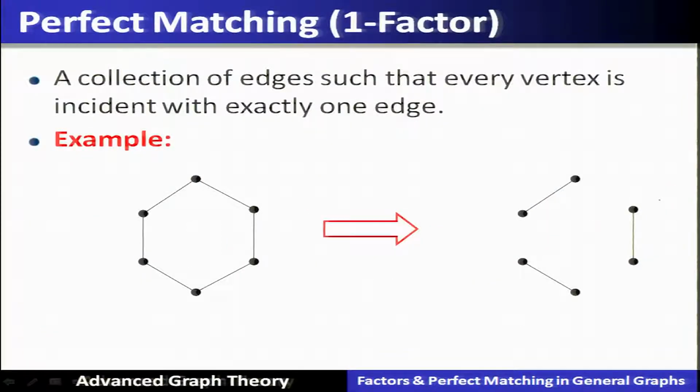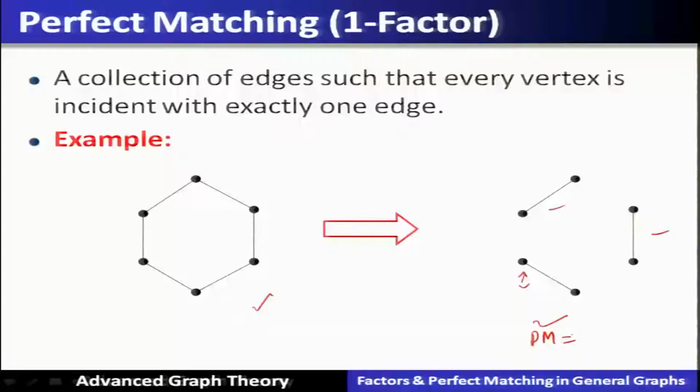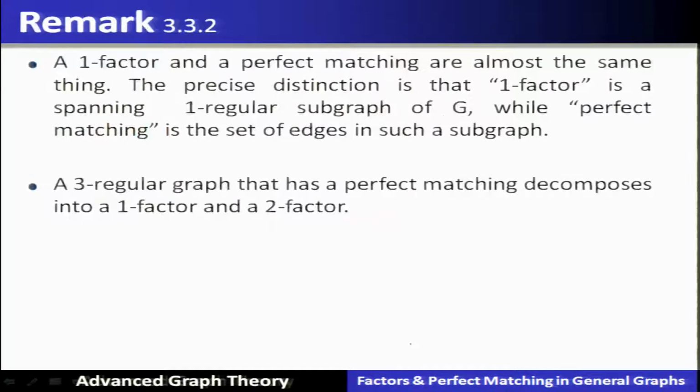A perfect matching, which we also refer to as a one factor, is a collection of edges such that every vertex is incident with exactly one edge. In this example, the perfect matching is a collection of these edges so that every vertex is incident with only one edge. That becomes a perfect matching, and if you take a one factor, it comes out to be the same thing. So, one factor and perfect matching are almost the same thing.